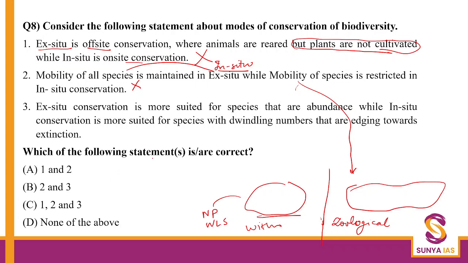Third, ex situ is more suited for species that are abundant. No, it is actually in situ that is more suited for abundant species. For ex situ, you already know that the population of that species is declining and it is going towards extinction, so you want to save that. Again, by the way, this third also is wrong. Which of the following is correct? None is correct. All the three statements here are incorrect.